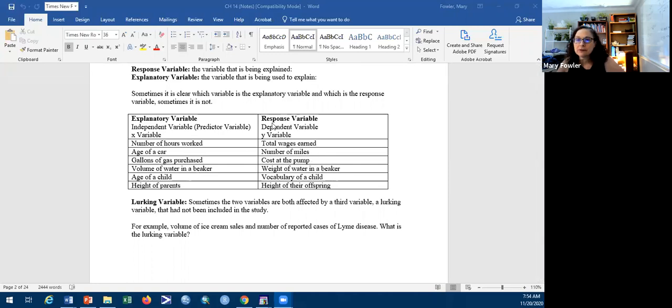these variables can be related. They can be related directly. There's an idea of the lurking variable. So this is like the ice cream and Lyme disease. Two variables are both affected by a third variable that had not been included in the study, right? So we call that a lurking variable.